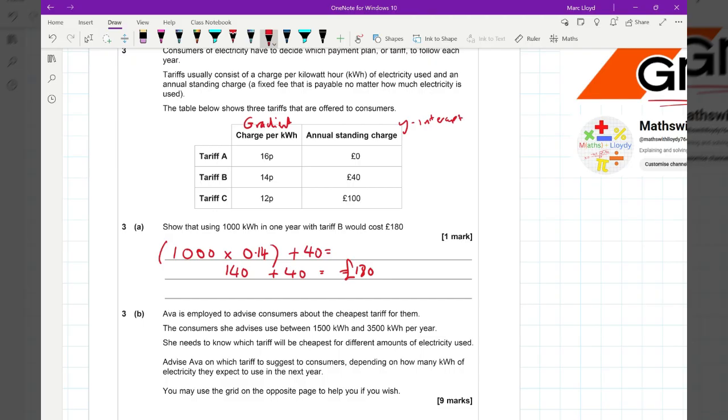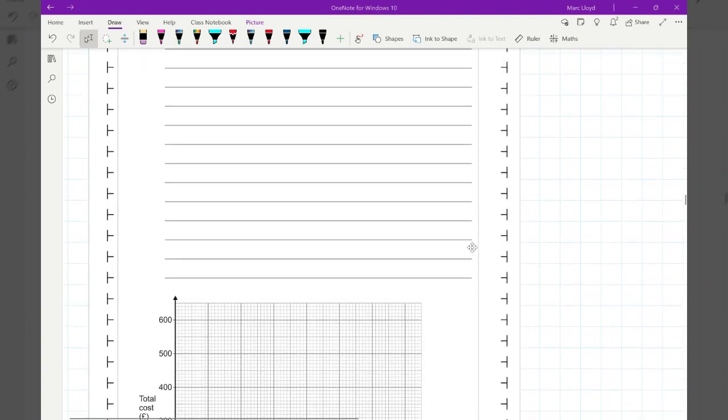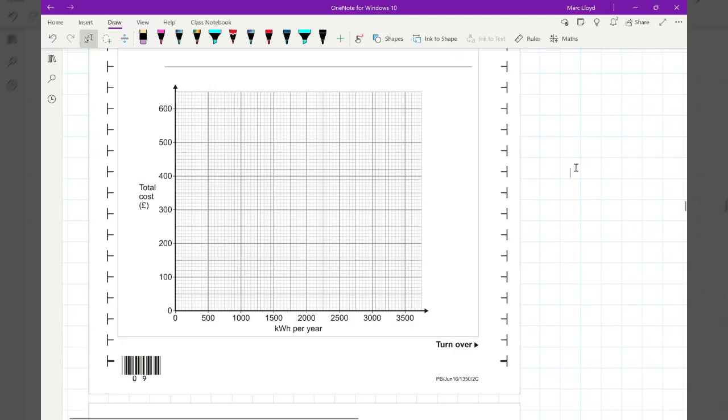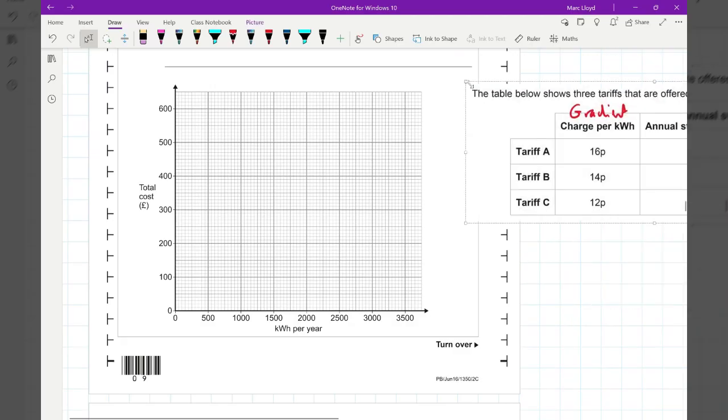So for tariff A, actually, I'm going to use the snipping tool and I'm going to draw it down below so you can see clearly what we've got. I just don't want to keep scrolling up and down. So let me just paste that here. I'll move it over and make it a bit smaller.